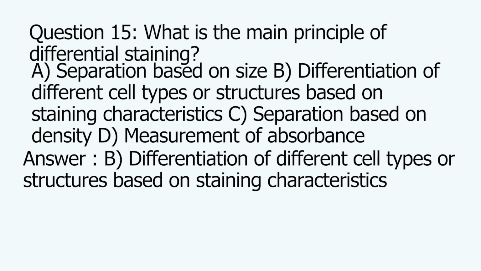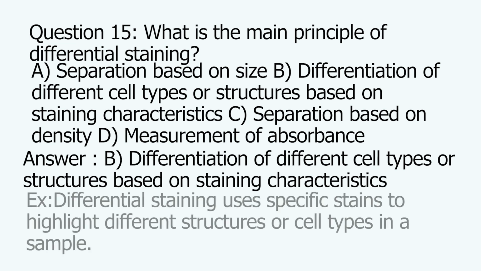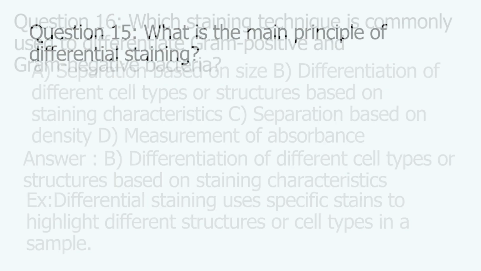B. Differentiation of different cell types or structures based on staining characteristics. Explanation. Differential staining uses specific stains to highlight different structures or cell types in a sample.